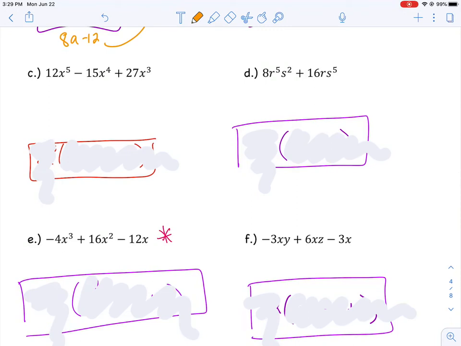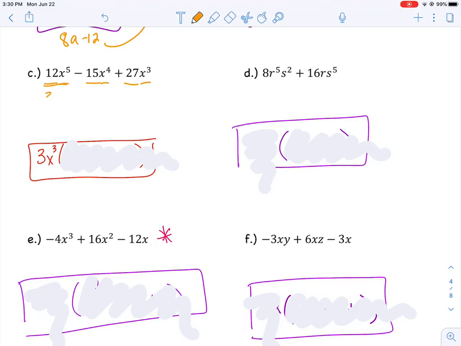Here's another one. On C, let's make sure it's in order. Check. And now let's look for a GCF. Now this one has 3 terms in it, so we've got to look for a GCF in each term. So what number can evenly divide into 12 and 15 and 27? And let's look for the biggest number we can. Let's also look for the biggest amount of x's we can take out of each term, a greatest common factor with our variables. I ended up getting a 3 and an x cubed.